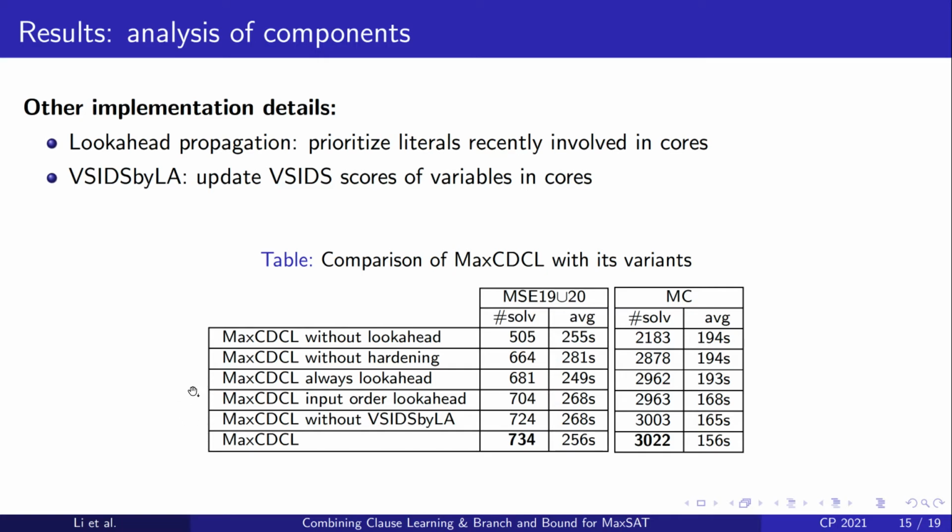These two other features, I have not explained them in detail in this presentation, but basically in the paper we also show that the order in which we pick the soft literals when running the look-ahead procedure to find local cores is important. And we also show that it improves the performance to update the VSIDS scores of the variables that appear in detected local cores. This score is used for the heuristic of the SAT solver to make decisions.